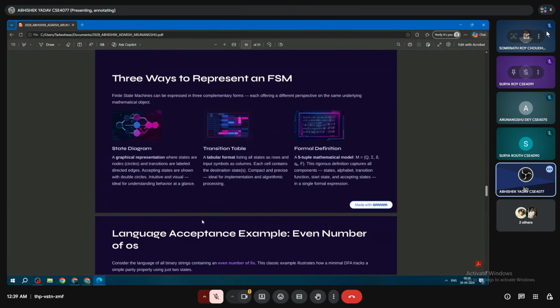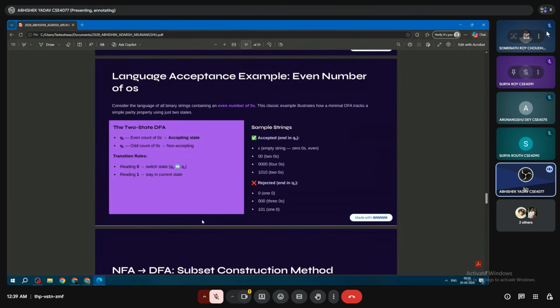in a single formal expression. Now, talking about a language acceptance example: an even number of zeros. We have to consider the language of all binary strings containing an even number of zeros. This classic example illustrates how a minimal DFA tracks a simple parity property using just two states. So what are the two states? Q0, which counts even zeros, is the accepting state, and Q1, which counts odd zeros, is the non-accepting state.